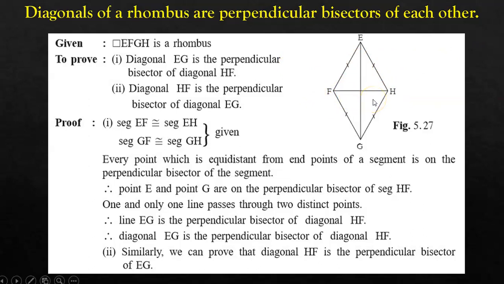And we also know that one and only one line passes through two distinct points. Therefore, line EG is the perpendicular bisector of diagonal HF. Line EG is nothing but diagonal EG. Therefore, diagonal EG is the perpendicular bisector of diagonal HF. Now we have proved the first part. Similarly, we can prove that diagonal HF is the perpendicular bisector of EG. Hence proved. What have we proved? We have proved that diagonals of a rhombus are perpendicular bisectors of each other.